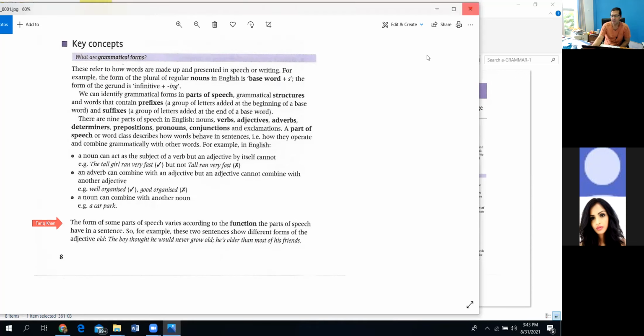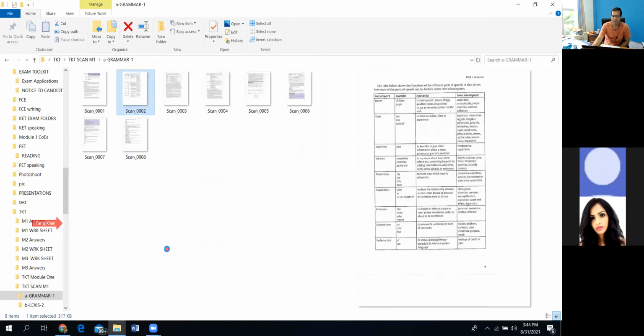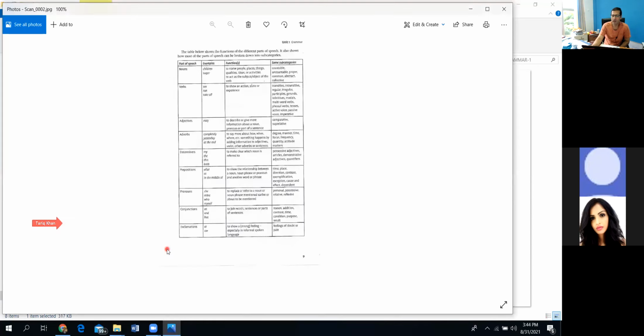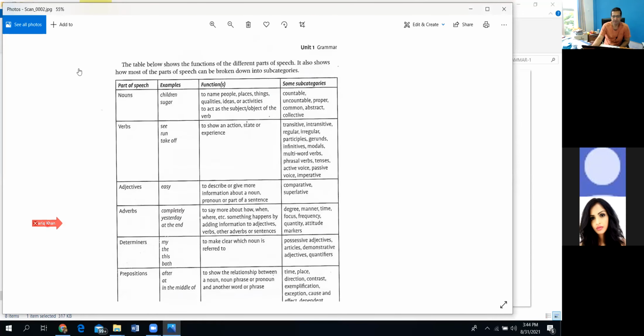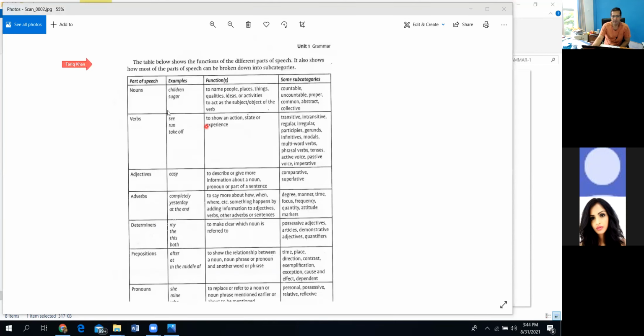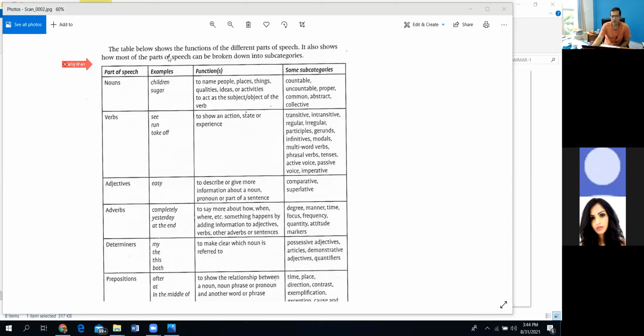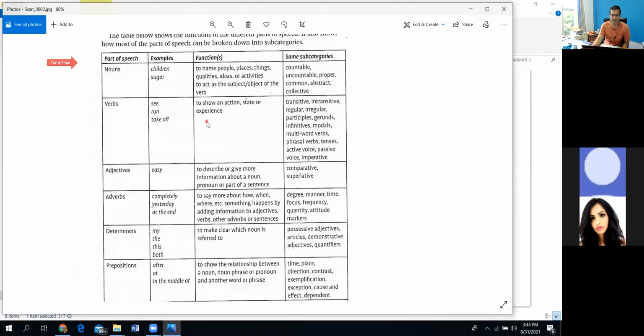Right, so we will go to the next page. Here you see the table below shows the function of different parts of speech. It also shows how most parts of speech can be broken down into subcategories. Now, this is where you will be tested. I told you 3 ways they will be testing you in grammar. This is one of the areas where you will be tested.